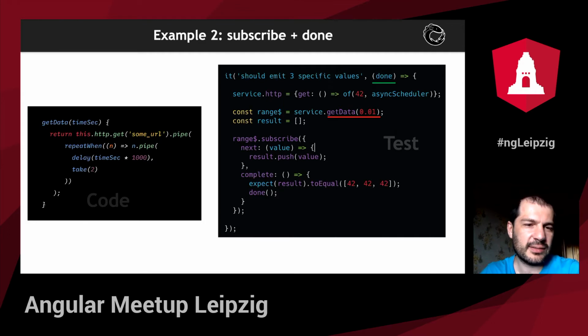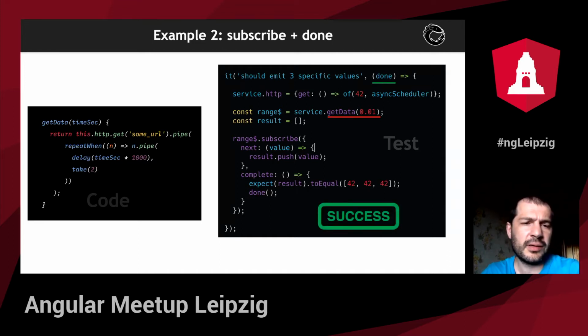To test this code, I provide a mock for HTTP GET that just returns 42. Quite famous meaning of life, yes. And then we call getData function with a very small timing, not to wait too long. Yes, so we make delay wait too little time. We push values to result array in onNext handler, and in complete handler, we check final result.